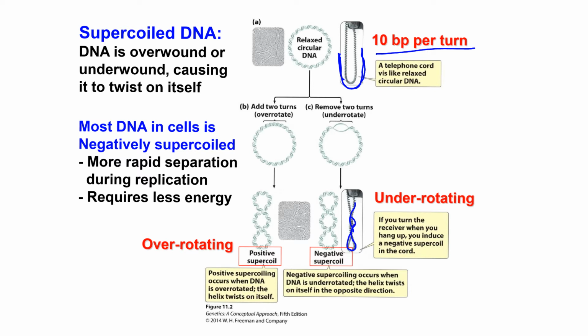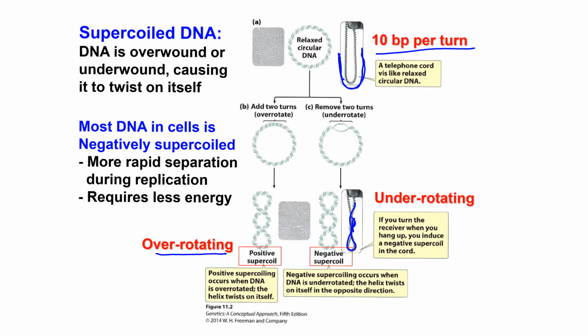What is interesting is that also when you under-rotate it, you bring the cord to a relaxed state and you under-rotate it, you start to remove rotation on both ends and you fold it, you will again get a supercoil. However, we say that if you under-rotate the DNA or the cord, we have negative supercoiling. If you over-rotate, you add more rotations, you will get positive supercoiling.